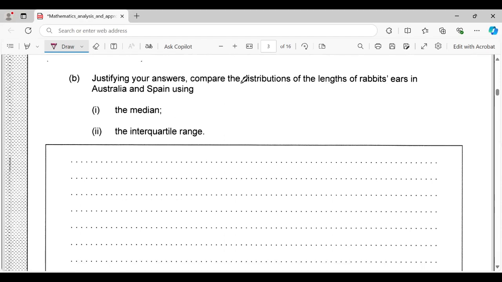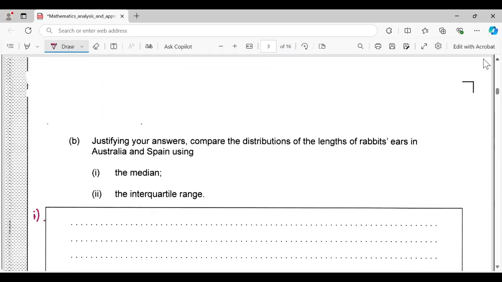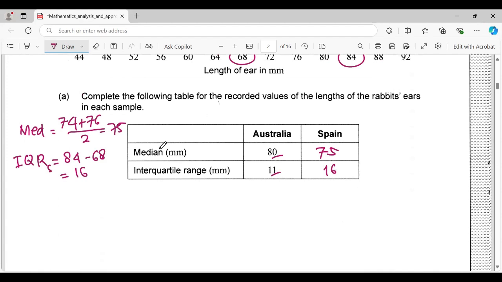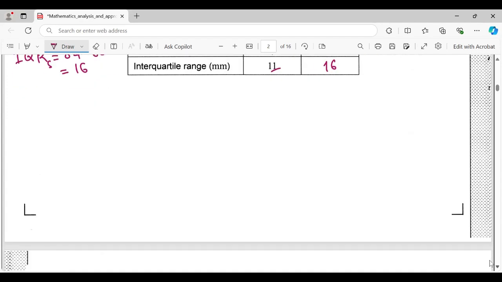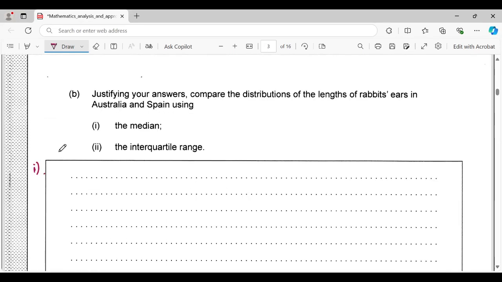Justifying your answers, compare the distributions of the length of rabbit's ears in Australia and Spain using the median and the interquartile range. Okay, so prove that the value of the Australian median is greater than the value of the Spain median. So I'm going to write it like this: Australian median greater than Spain median.